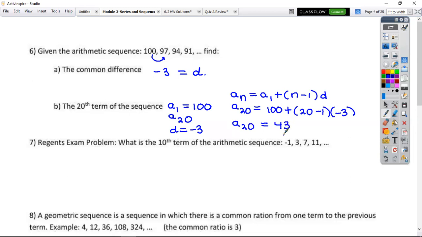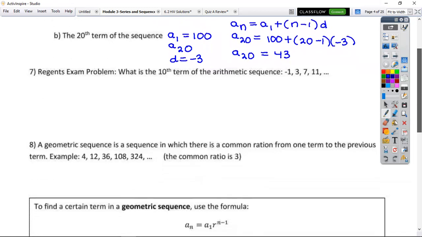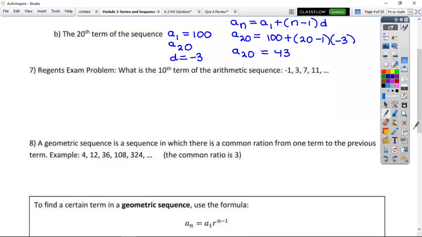Again, it's a faster method to find a specific term. So same thing here. What is the 10th term? I have to establish what my pattern is and where it begins. Those are the 2 things that I need. So a sub 1 is equal to -1. My common difference here is plus 4. And I want to find the 10th term.